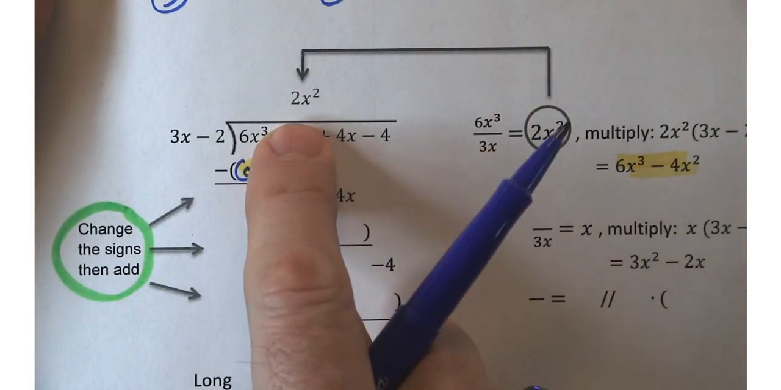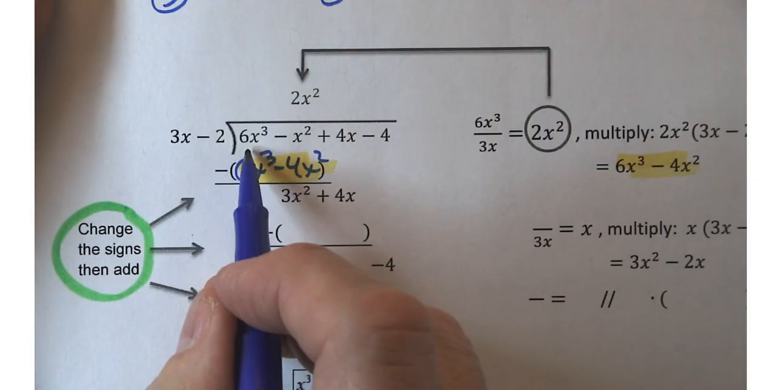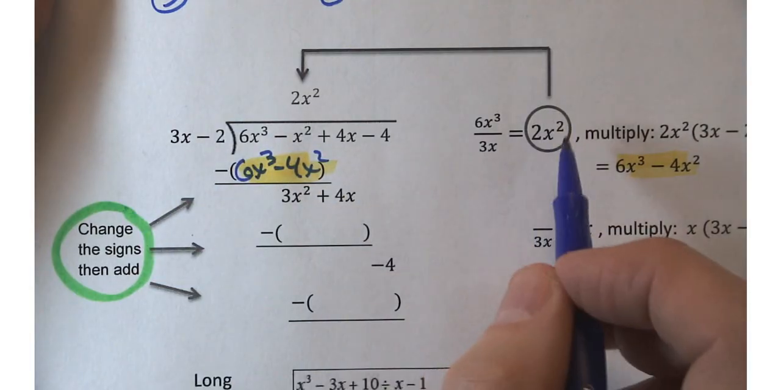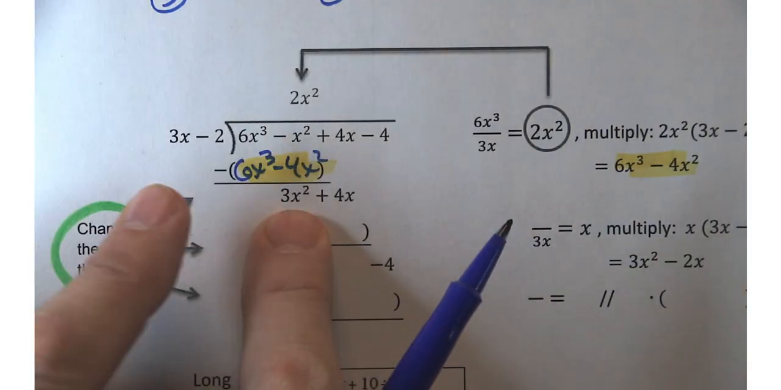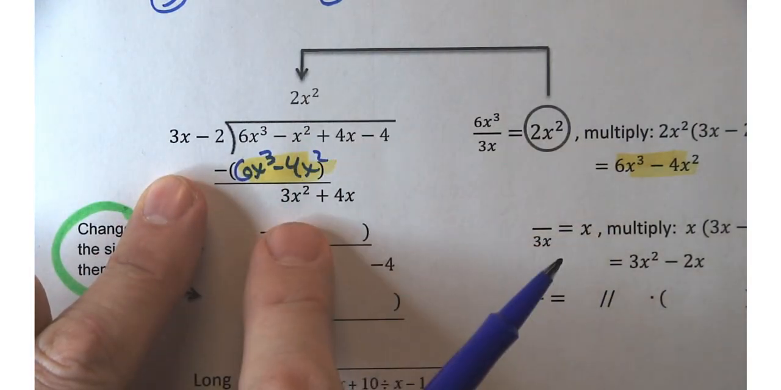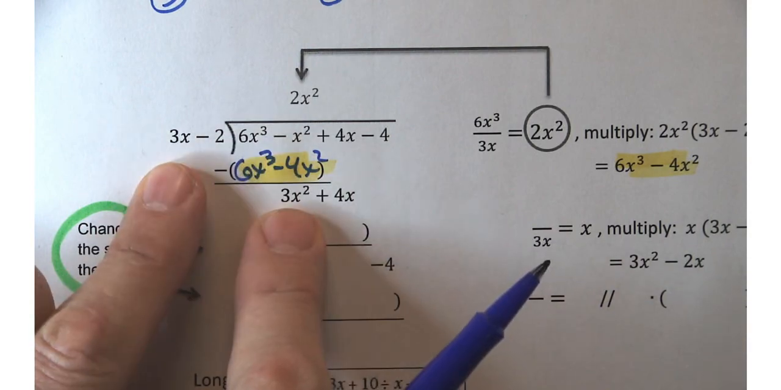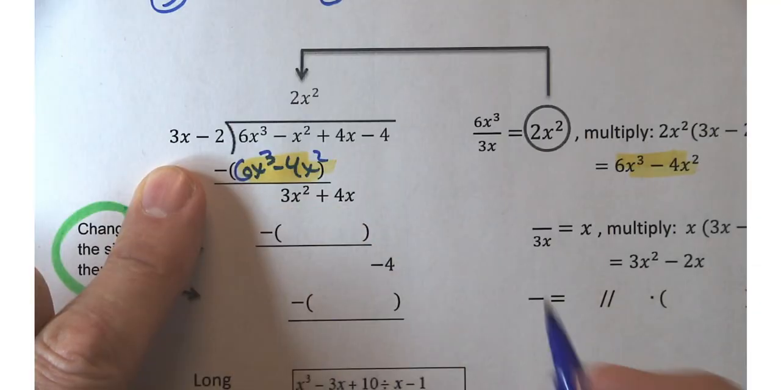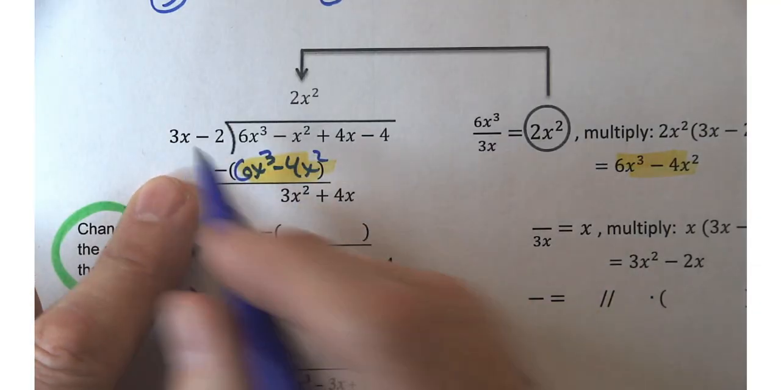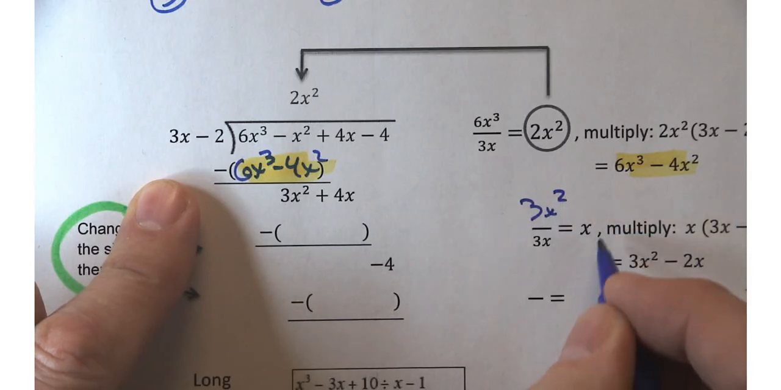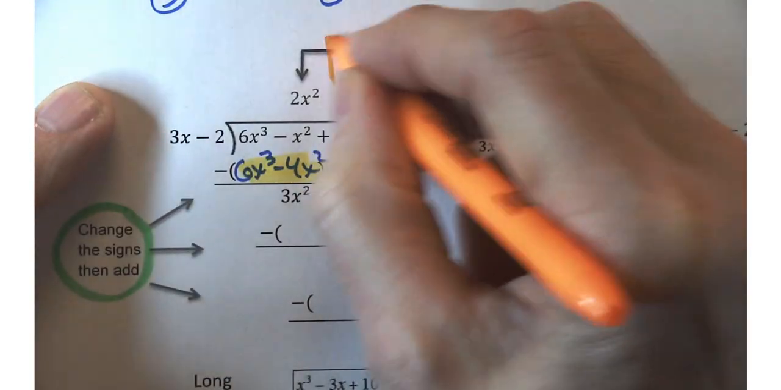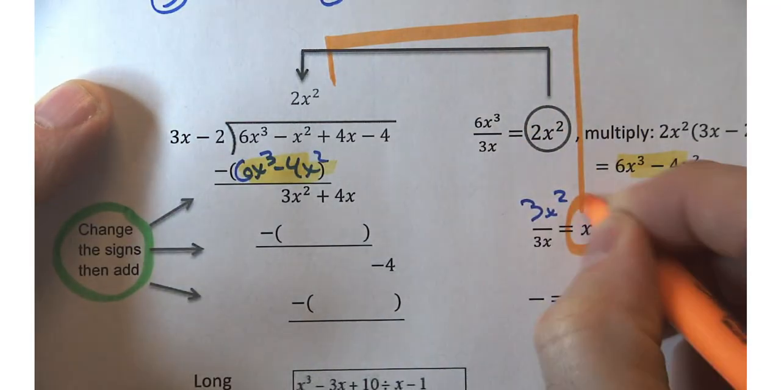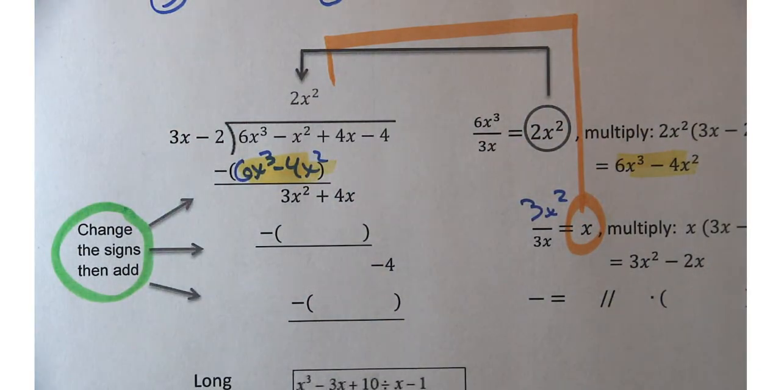To get this 2x squared, I divided the leading term here by this one here. That gave me my 2x squared. What do I do to figure out what I'm going to multiply by next? What do I multiply 3x by to get 3x squared? X. So you're going to take that 3x squared, divide it by x, and that x is going to go up top. So I'll put that x there, and that x is a plus x.